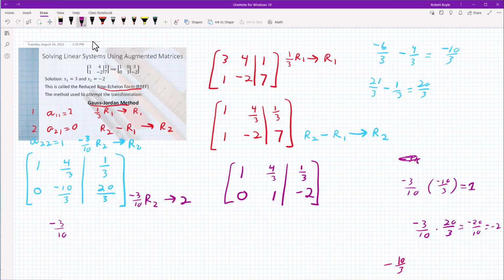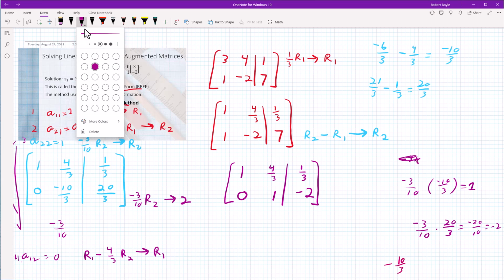And then finally, we want A12, working on this column, to be equal to 0. And that will happen, I'm kind of skipping all the way down to here, that's 4. And that will happen if I take row 1 and subtract from it 4/3 row 2, and replace that back into row 1. So let's go ahead and do that and see what happens.